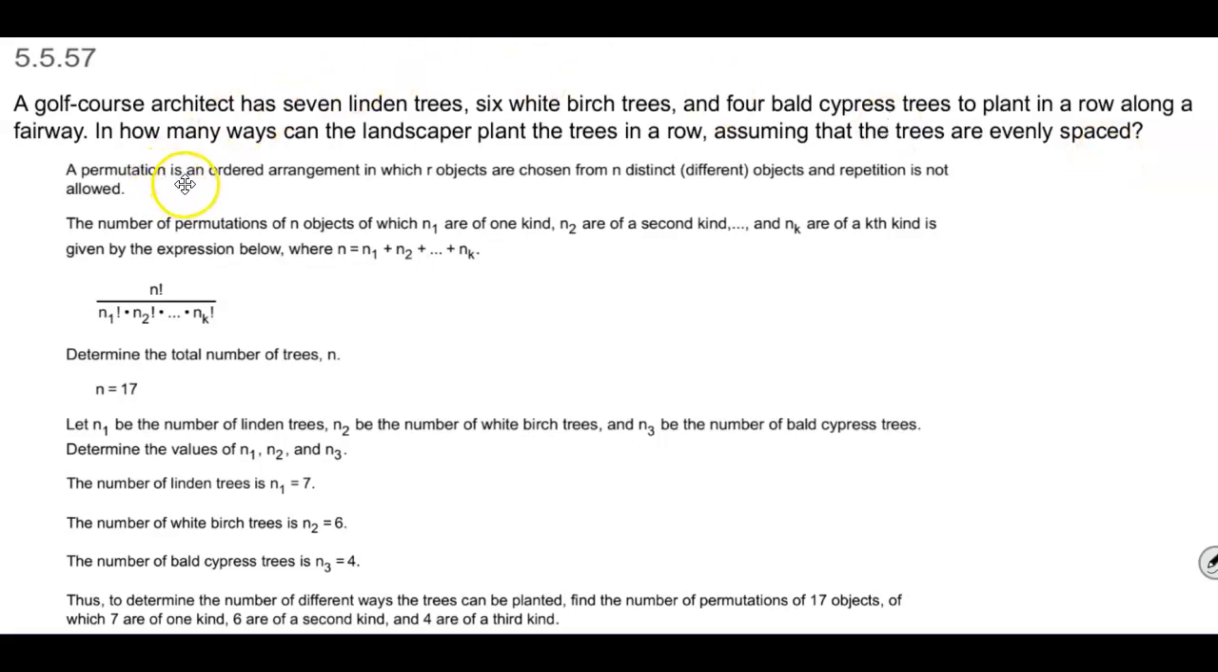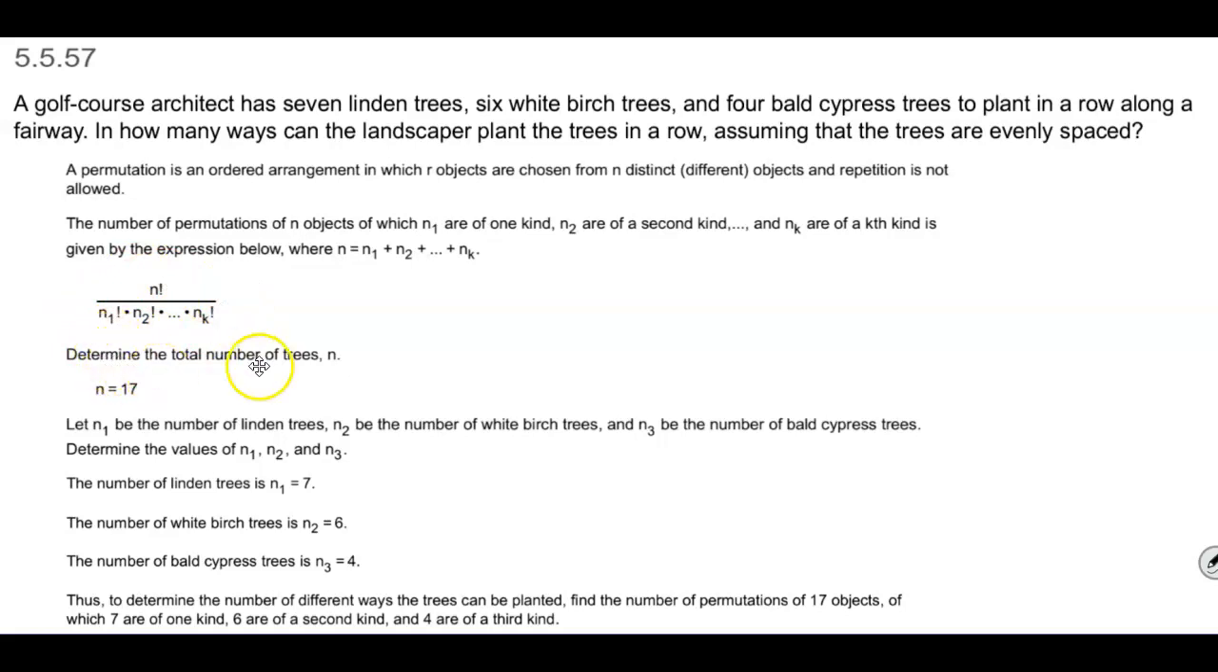Now, a permutation is an ordered arrangement in which r objects are chosen from n distinct objects, and repetition is not allowed. The number of permutations of n objects, of which n subscript 1 are of one kind, n subscript 2 are of a second kind, and all the way to n subscript k, is given by the following formula.